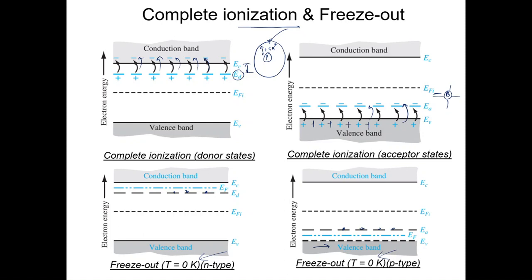the excess carriers which were introduced because of the impurity doping, these electrons and holes, will go back to the donor or the acceptor state, and those electrons and holes will vanish from the conduction band and the valence band respectively, as long as the temperature remains at the freezing point.